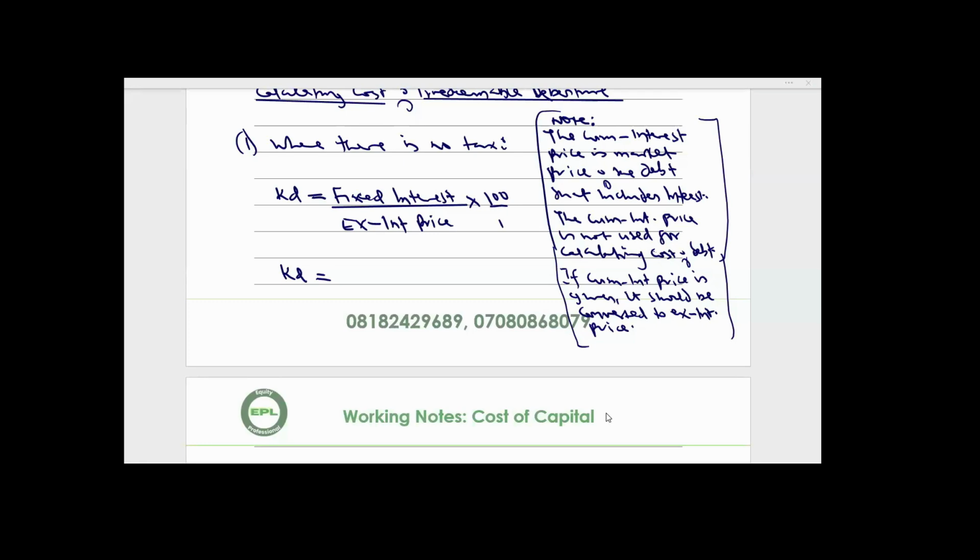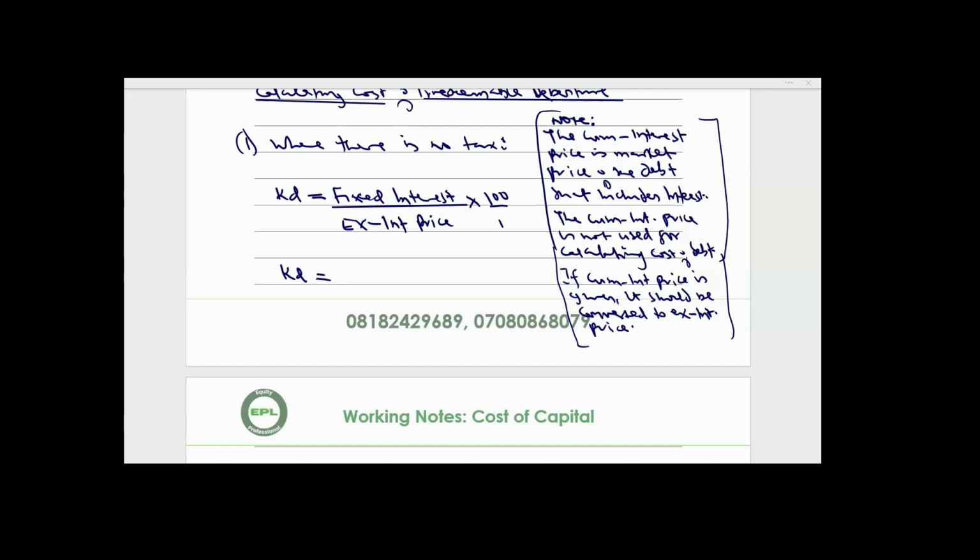Then, of course, in this particular question, the market price of the debenture is 102 naira, and you are told that interest on debenture was paid last week. Which means that the market price of the debenture of 102 naira already excludes interest. So there's no need for you to make any adjustment. So in this case, the cost of irredeemable debenture when there is no tax will be equal to 9 divided by 102 multiplied by 100%.